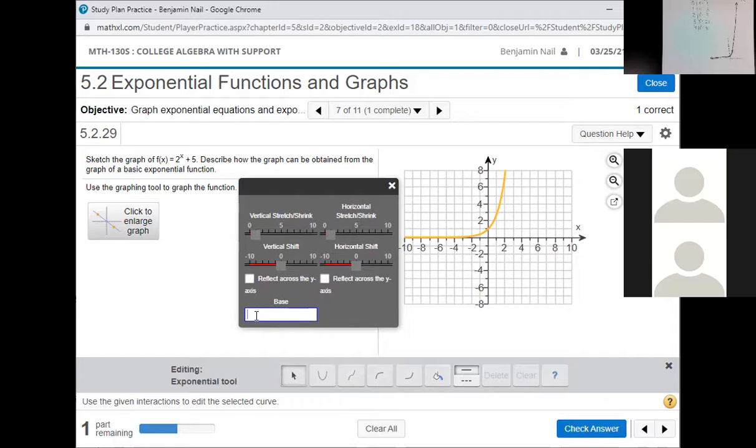So make sure you change your base number to whatever the base number is. So the base is whatever you're taking to the power. So 2 to the x. So my base is 2.